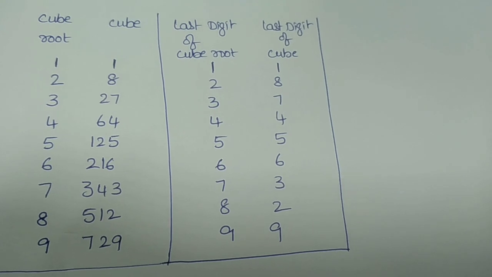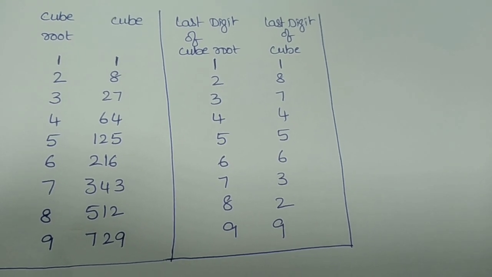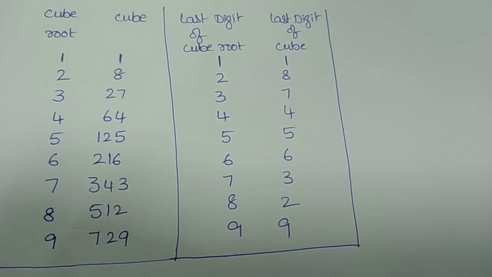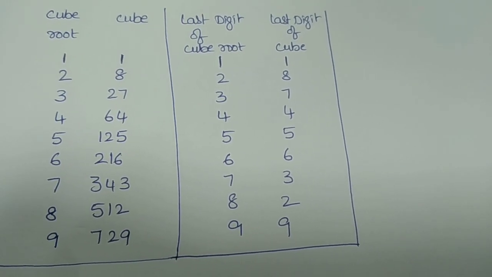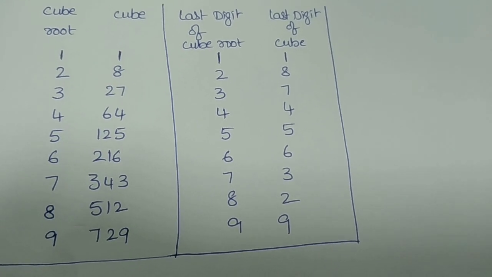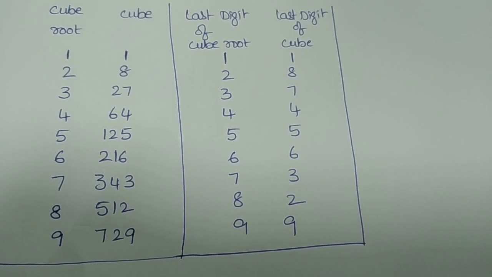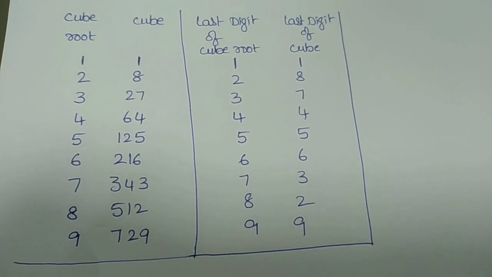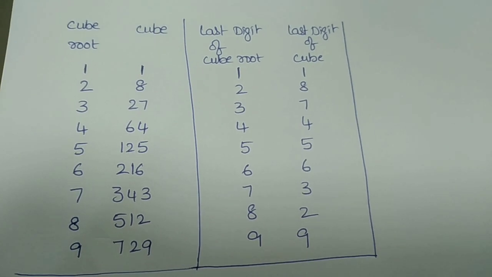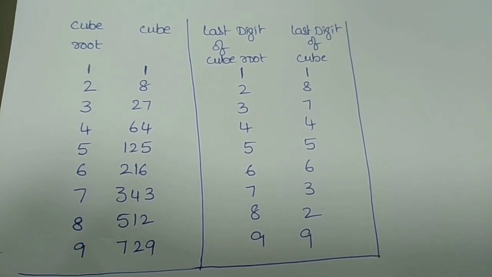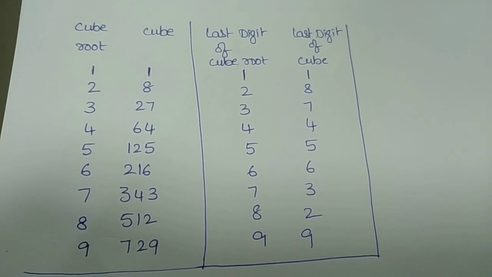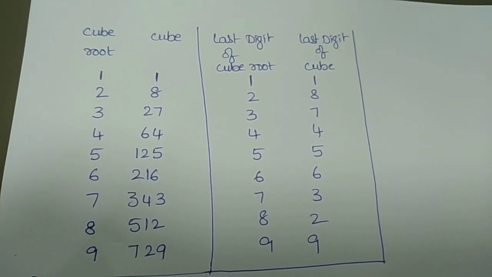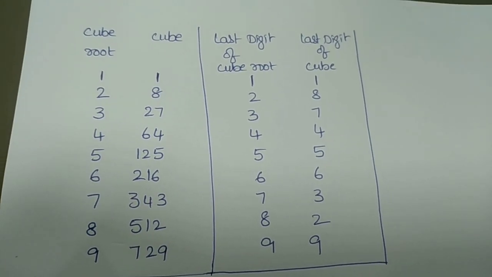Likewise, we get the last digit. If the last digit of the cube is 1, the last digit of the cube root is 1. If the last digit of the cube is 8, the last digit of the cube root is 2, and vice versa. And if the last digit of the cube is 2, we get the last digit of the cube root as 8. And if the last digit of the cube is 7, we get the last digit of the cube root as 3. And vice versa, if the last digit of the cube is 3, we get the last digit of the cube root as 7.